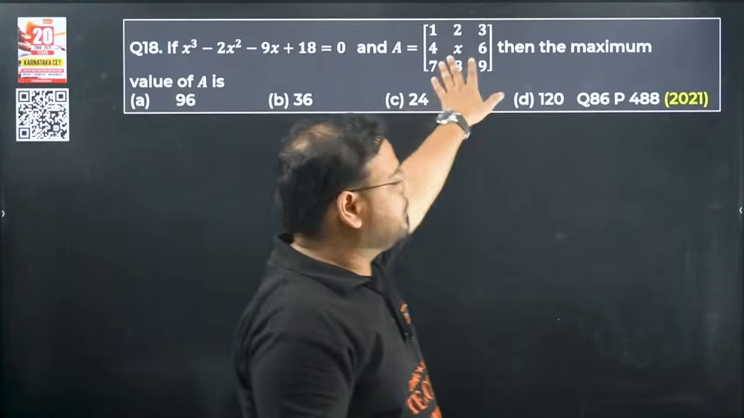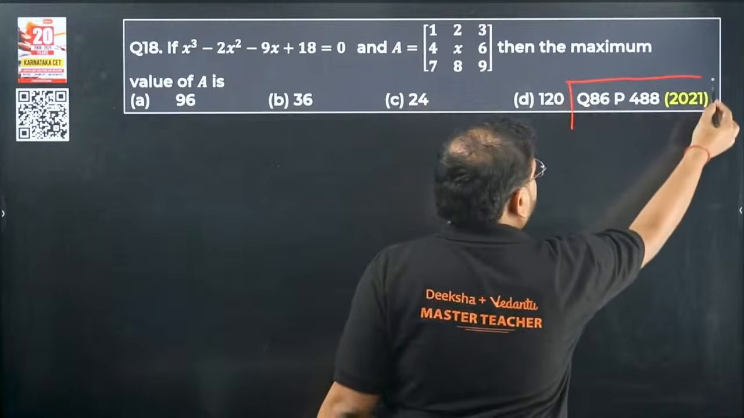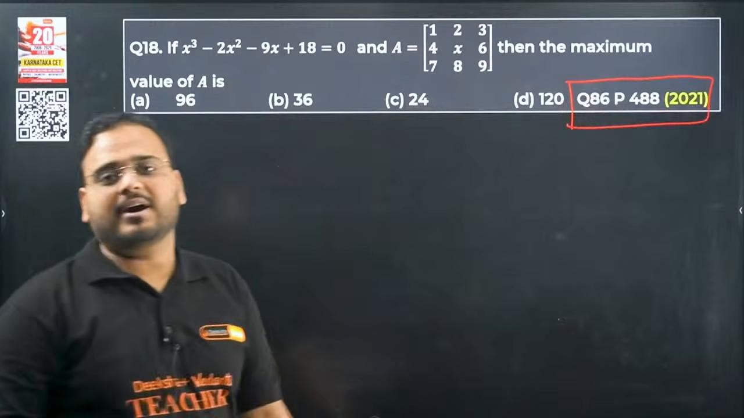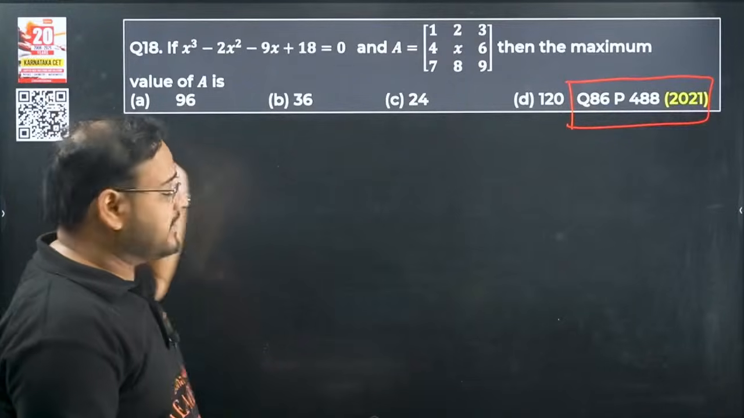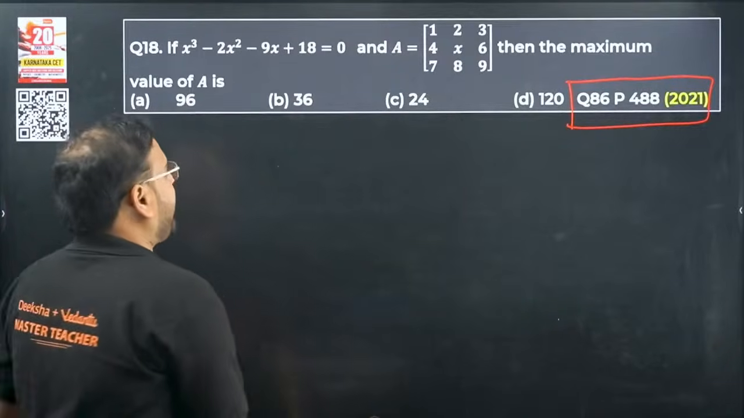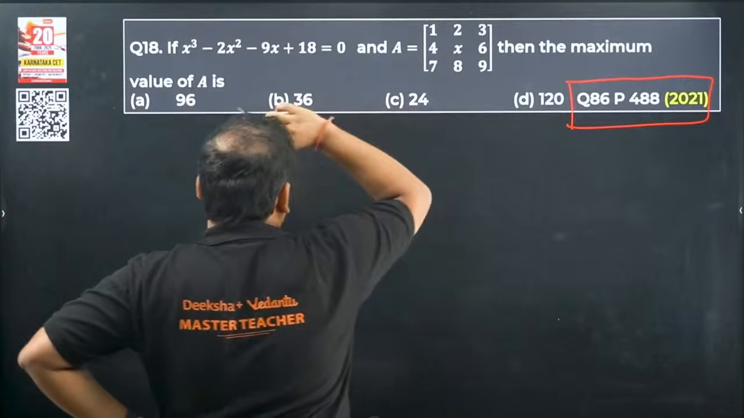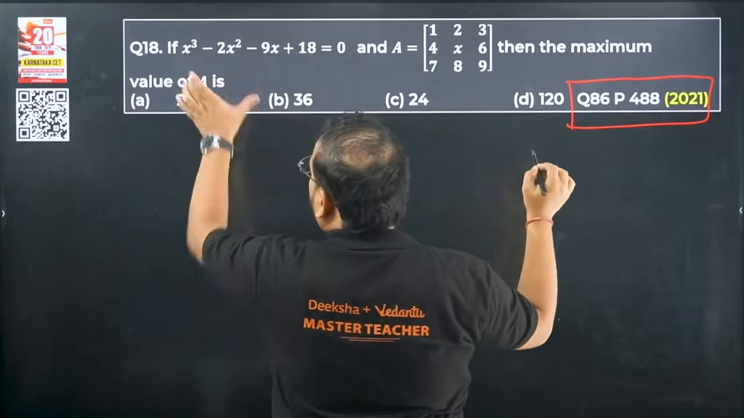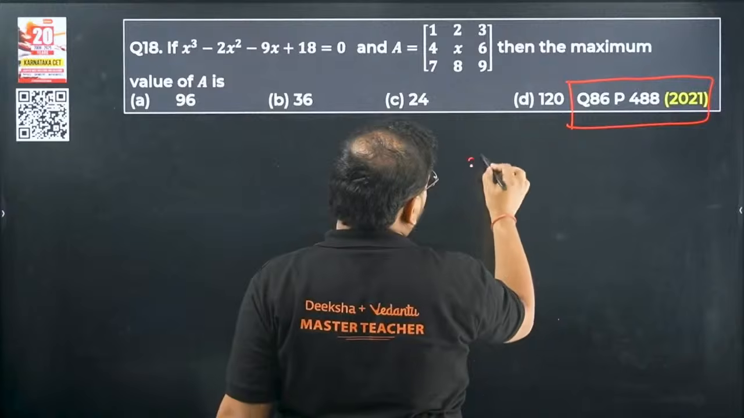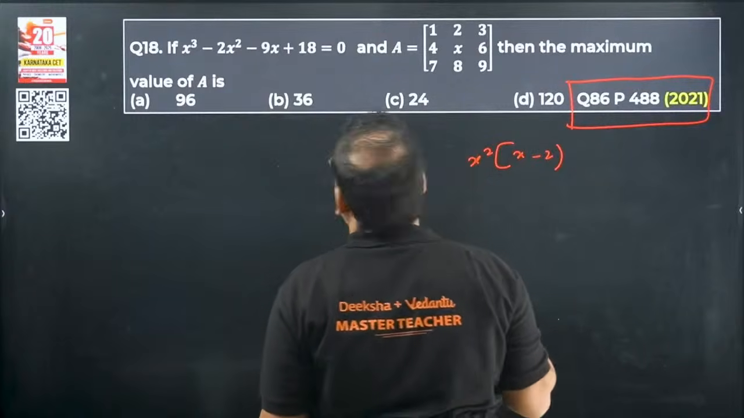Find the maximum value of this. Alright sir, we'll solve it from question number 86, page 488 of our KCET PYQ book, Deeksha Vedantu for last 20 years of PCM KCET PYQ. Okay, so we get the value of x from here, then solve it. What we have over here, I can take x square common, no? x minus 2.